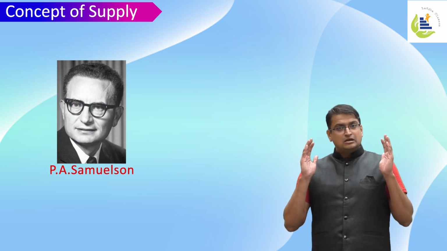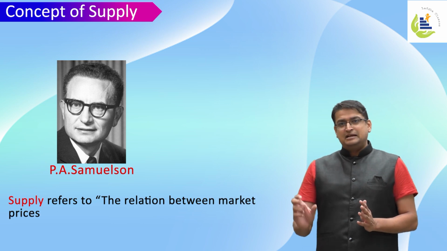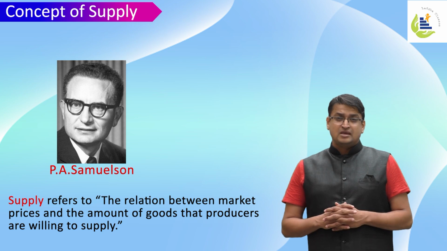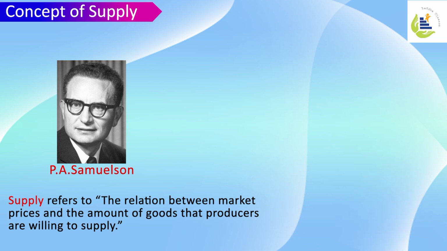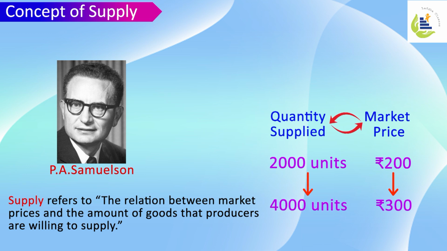According to P.A. Samuelson, supply refers to the relationship between market price and the amount of goods the producer is willing to supply. Beautifully defined. Supply is a relationship between the market price and the quantity the producer is willing to supply. So when the price is 200 rupees, he would be willing to supply only 2,000 units. When the price goes to 300, he's willing to supply 4,000 units. So it's a relationship between the market price of the commodity and the producer's willingness to supply that commodity.